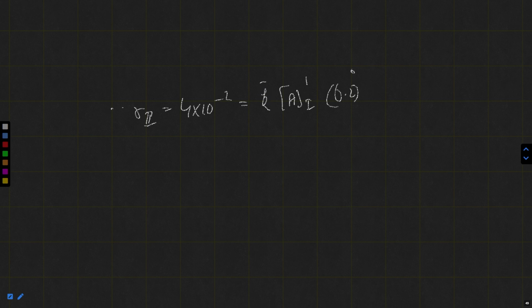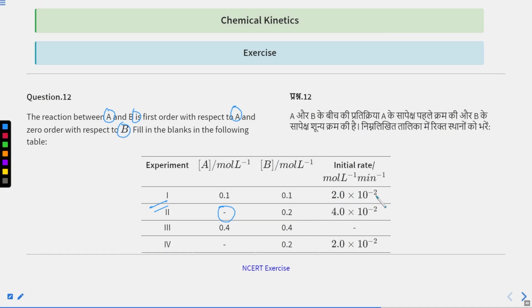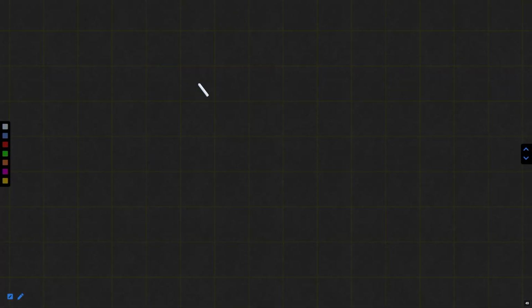What is the problem here? We don't have the value of K. How can we find it? What is the given set of data that is appropriate to find K? The first set of data is very appropriate because all the values are given except K. So first of all, we'll find K.